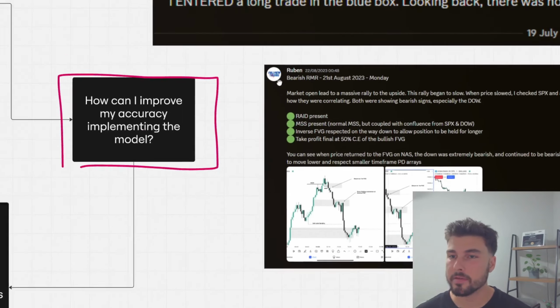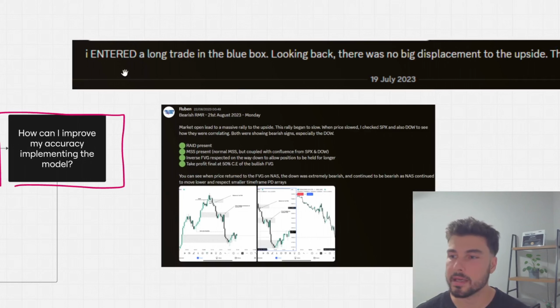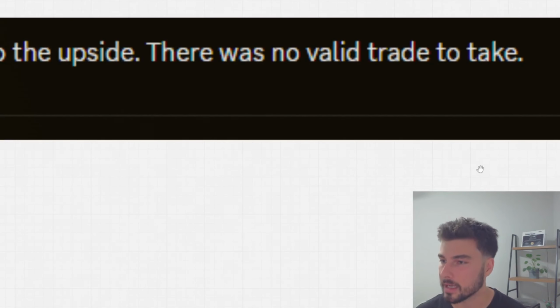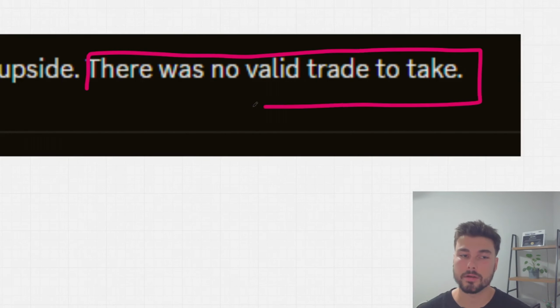Even this one is from the 19th of July, 2023. And I say here, I entered a long trade in the blue box. Looking back, there was no big displacement. There was no valid trade to take. I'll repeat that once again: there was no valid trade to take.